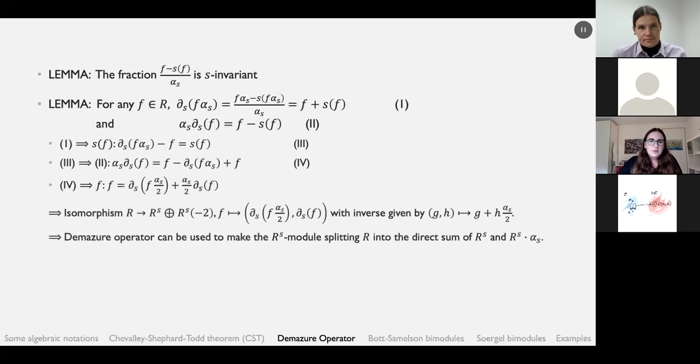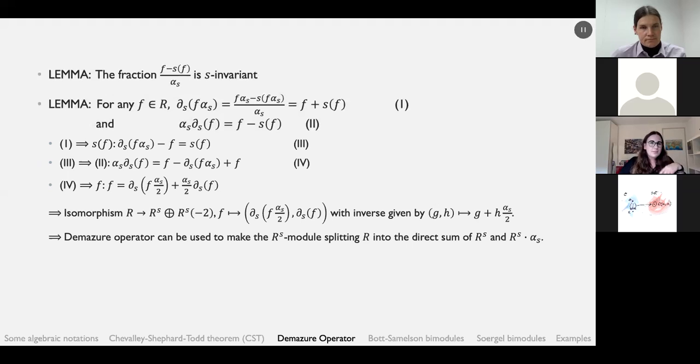If we now solve the first equation for s(f), we get, yeah, I've written it down here. And then by inserting this into the second equation, we get that α_s ∂_s(f) is equal to f - (∂_s(f) α_s - f). And by solving this equation for f, we get that f is equal to ∂_s(f) α_s divided by 2 plus α_s divided by 2 times ∂_s(f). And we can follow from this that f can be written as the sum of its invariant and anti-invariant parts, and this is a very important property.